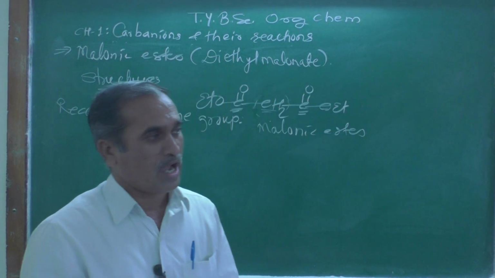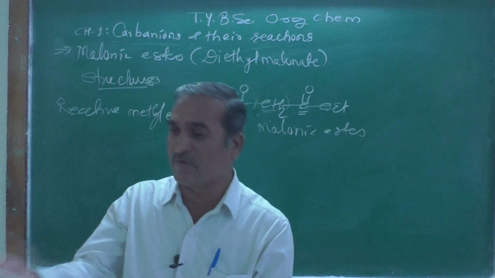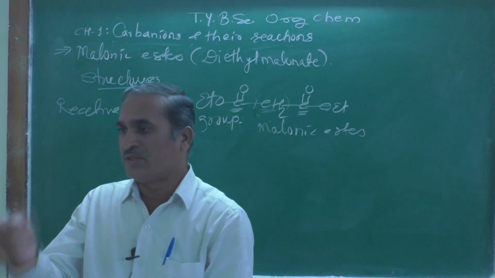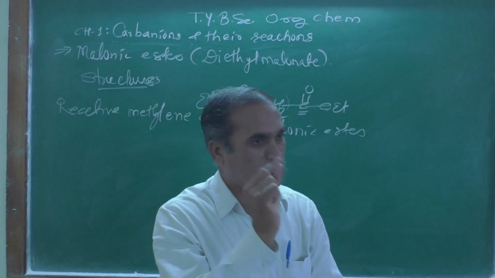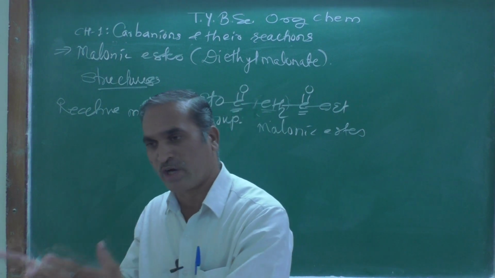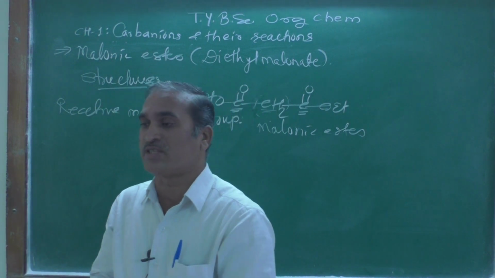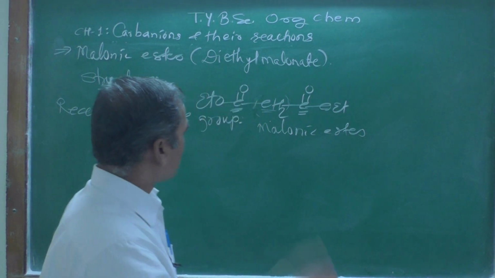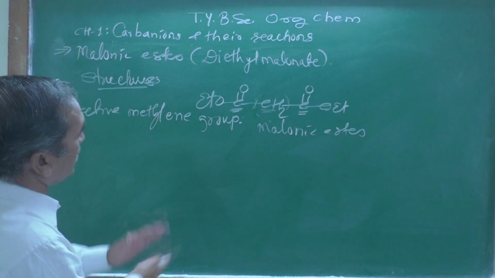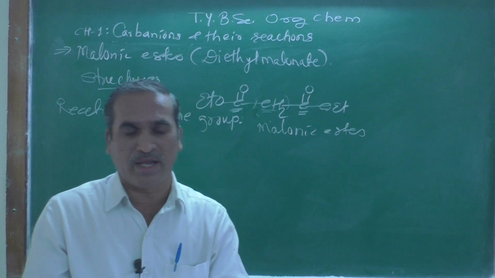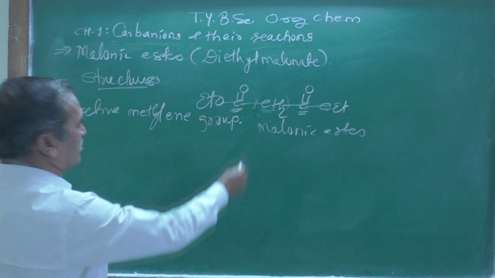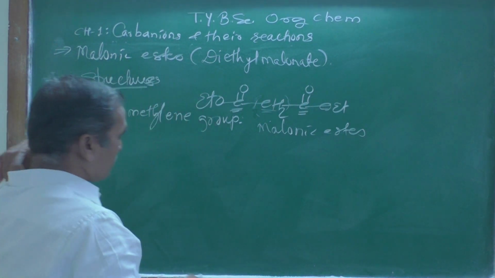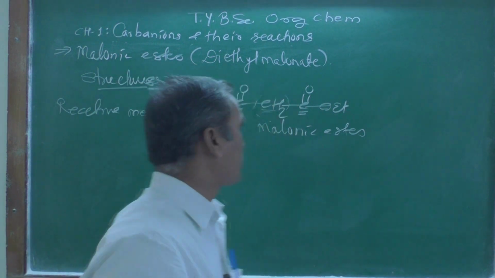That carbanion is further treated with an alkyl halide, or an acyl halide, and there is formation of a new carbon-carbon bond. That is how we synthesize a new organic compound, and that is why it provides a new synthetic route for synthesizing organic compounds. Suppose a base is used over there which can abstract the proton.